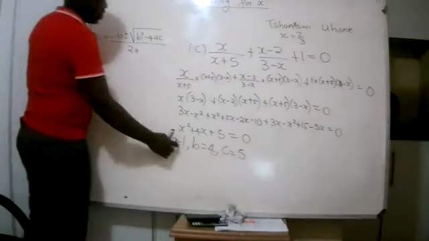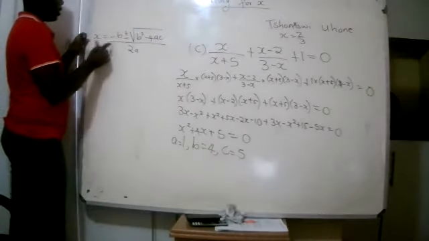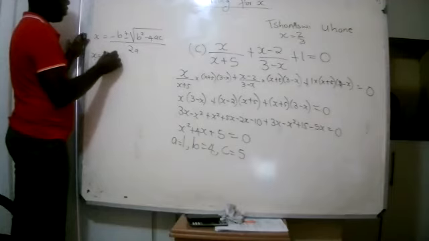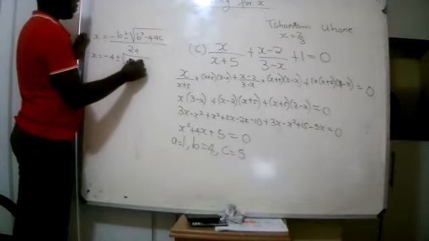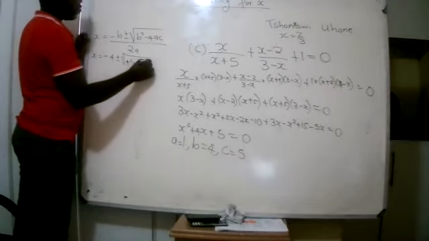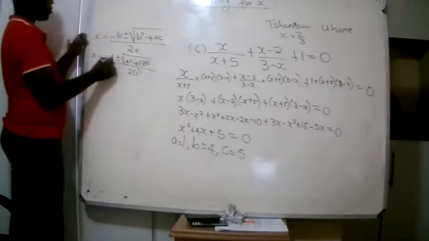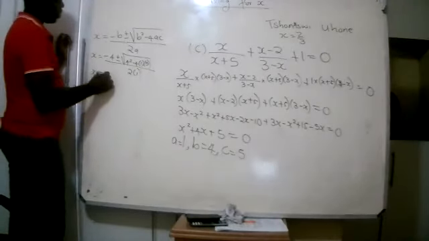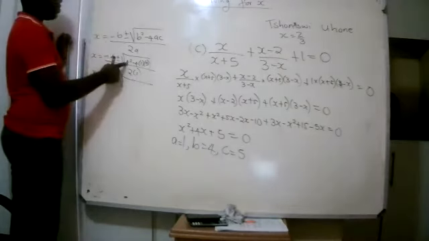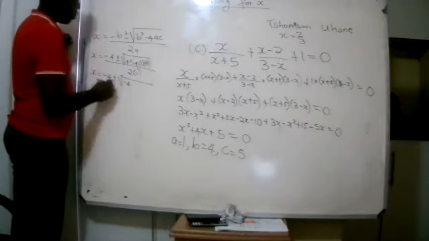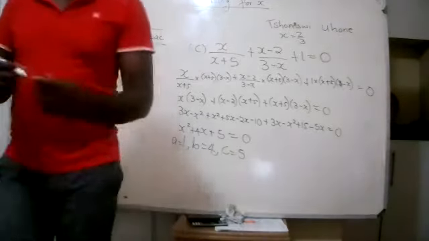And we substitute all these values, the values for a, b, and c, into this formula. So if we substitute into that formula, we're going to obtain negative 4 plus or minus root of 4 squared minus 4 into 1 into 5, all divided by 2 into 1. And from there we'll have x equal to negative 4 plus or minus root of, this is 16 minus 20, which is negative 4, divided by 2. Therefore, this is a complex expression.